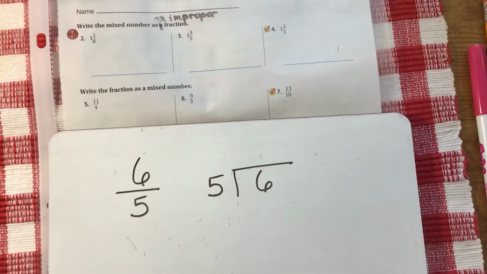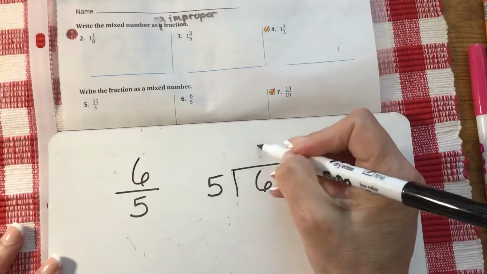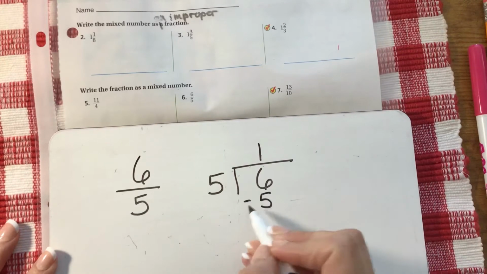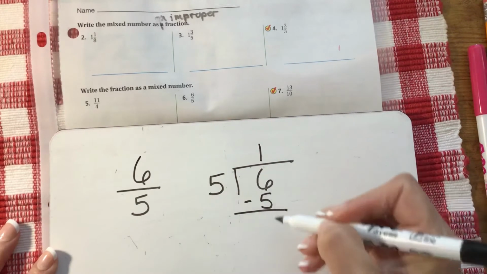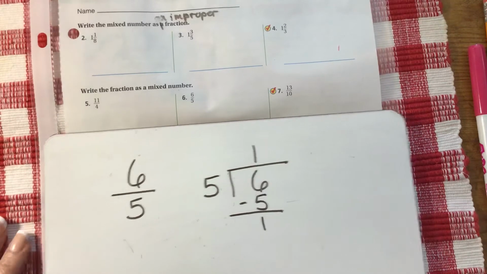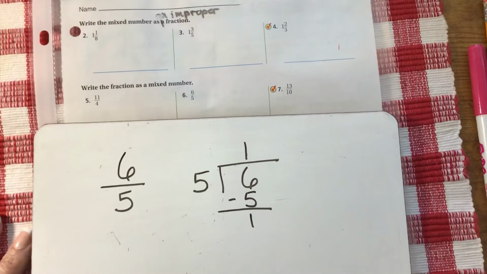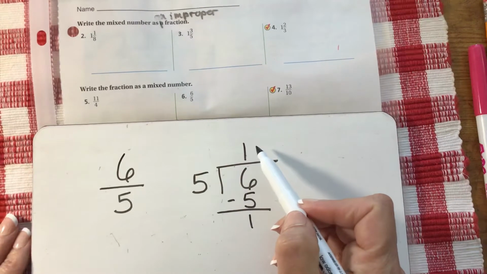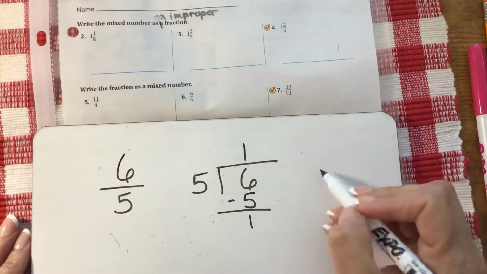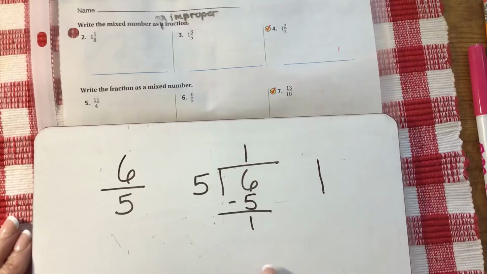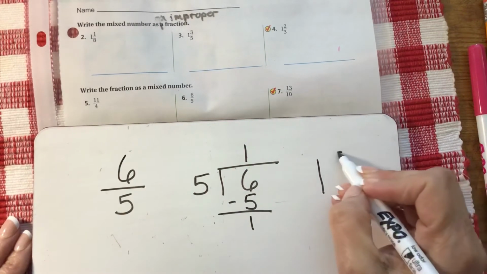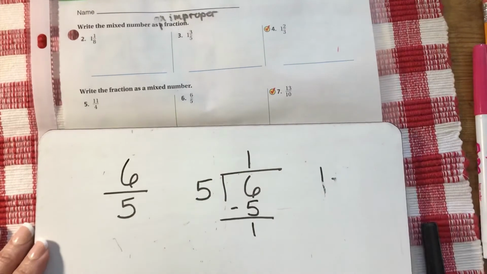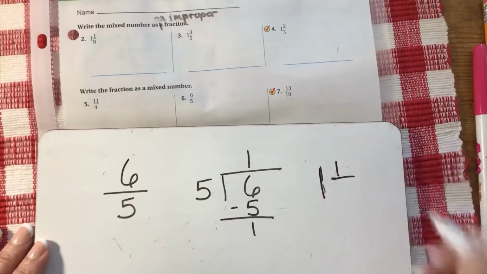Okay, let's do division. 5 times 1 gets me as close as I can get. 1 times 5 is 5. Subtract. Again, take your time in figuring out where these numbers go. The number on top of the house, that's your quotient. That is your whole number. Your remainder is your numerator. Look at what I just did. Your remainder is your numerator, sorry.